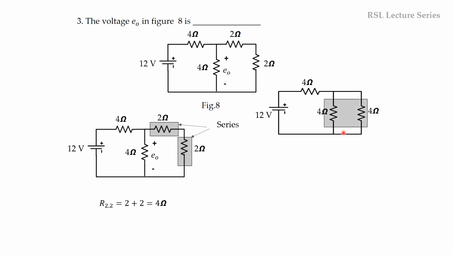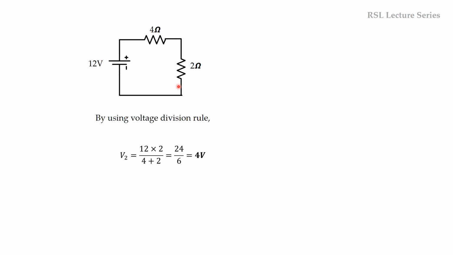So if you see here, these two resistors are connected in parallel because both the upper ends as well as the lower ends are connected. So this is a parallel combination of resistors. So now we can reduce them into a single value by using the same formula, R1 into R2 divided by R1 plus R2. So 4 into 4 divided by 4 plus 4, that is equal to 16 by 8 or 2 ohms. So we can reduce the circuit. Okay, 4 ohms, and this is reduced into a single equivalent of 2 ohms.